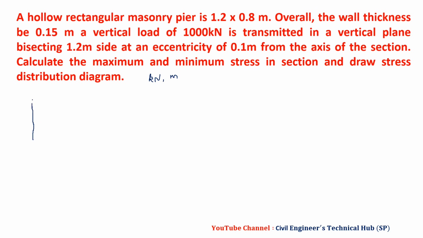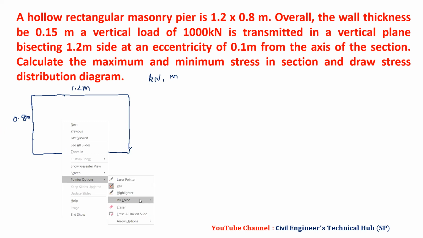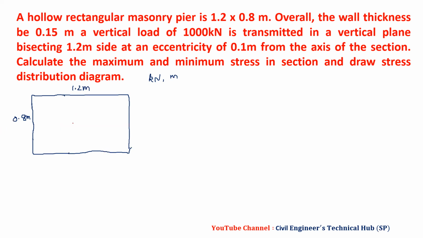So now we will consider 1.2 by 0.8. So this we have 1.2 meter, and this is 0.8 meter. Now the wall thickness is given 0.15. I will use another color. So we have 0.15 from both sides, means it will reduce 0.3. So we will get inner dimensions, that is equal to 0.9 meter, and this inner we will get as 0.5 meters.